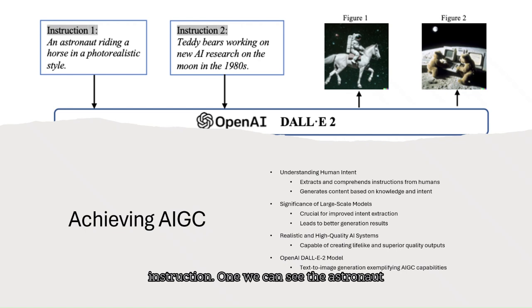In instruction 1, we can see the astronaut riding a horse in a photorealistic style. And in instruction 2, we have given a prompt, which is teddy bear working on a new AI research on the moon in 1980s. In both these artificial intelligence generated contents, extracting and understanding intent information from the instructions provided by a human and generating the content according to its knowledge is something which has been done by the LLMs. With more data and bigger models, these AI systems can make things look and sound realistic with high quality.